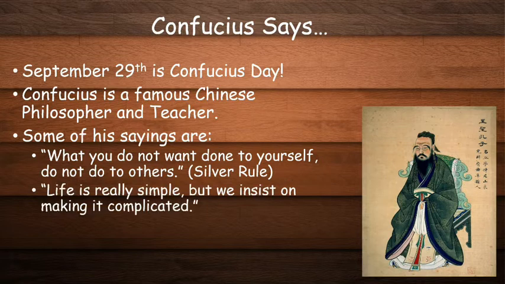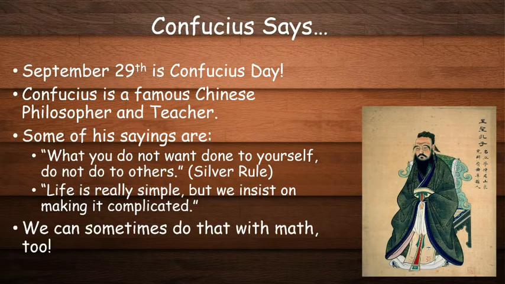Life is really simple, but we insist on making it complicated. Don't we? A lot of times, life is simpler than we make it out to be. Sometimes it's just our own baggage, right? Something blinds our eyes so that we can't see when life is simple. Sometimes it can get hard, but often it's simple. And we can sometimes do that with math too. We can put on blinders, can't we, when it comes to math. Whenever we see something, we automatically put blinders on our eyes because we're like, this can't be simple.